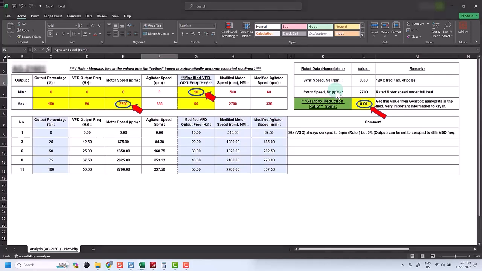Hello, today I am going to discuss the relationship between the VFD output frequency and the agitator speed. When we talk about speed, we have to understand, are we talking about the motor speed only, or the agitator speed, or other speeds such as pump speed, crane speed, conveyor speed, etc. In today's discussion, we are talking about the VFD output frequency, motor speed, as well as the agitator speed.